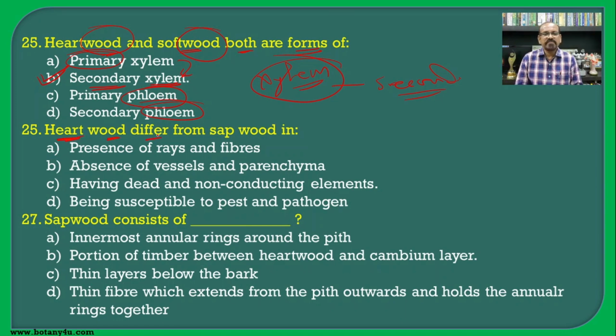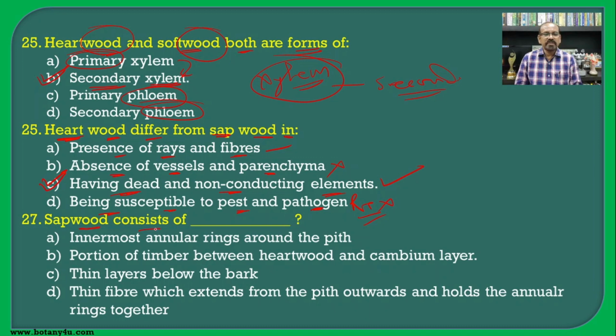Then, hardwood differs from the sapwood in. The presence of rays and fibers, both are present in the hardwood and the sapwood. Then absence of vessels and parenchyma, this is the wrong one. Then having dead and non-conducting elements because of the deposition of tannins, resins, gums, etc., and hence it is the correct one. Being susceptible to pests and pathogens, no, it is resistant to pests and pathogens because of the presence of tannins and resins, and hence again it is the wrong one, and hence the correct answer for this question is C, that is having dead and non-conducting elements.